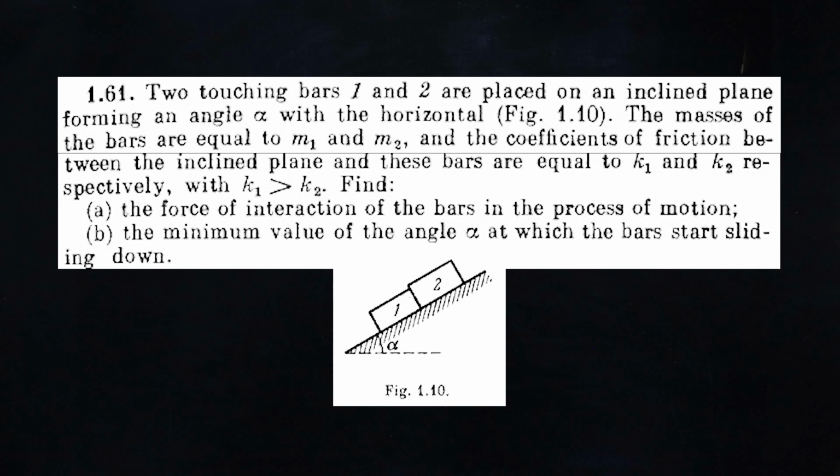Okay, 1.61. Two touching bars, 1 and 2, are placed on an inclined plane, forming an angle alpha with the horizontal. The masses of the bars are equal to m1 and m2, and the coefficients of friction between the inclined plane and these bars are equal to k1 and k2 respectively, with k1 greater than k2. Find the force of interaction of the bars in the process of motion and the minimum value of the angle alpha at which the bar starts sliding down.